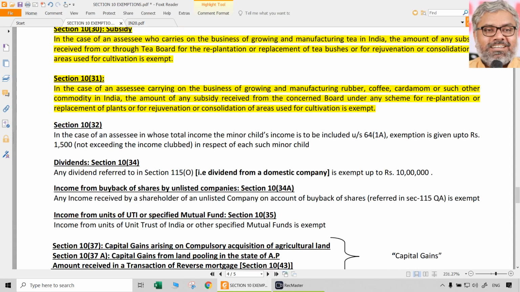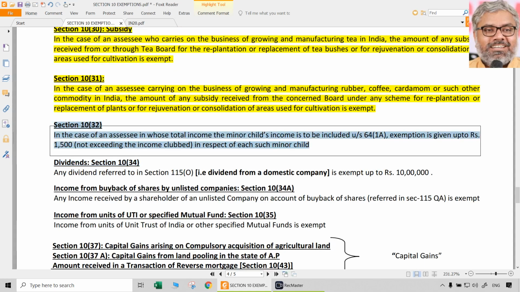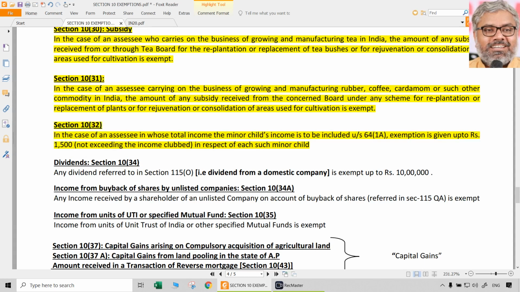That's all. Now 10(32) is an important one to remember, and of course we will apply it later when we deal with clubbing provisions.